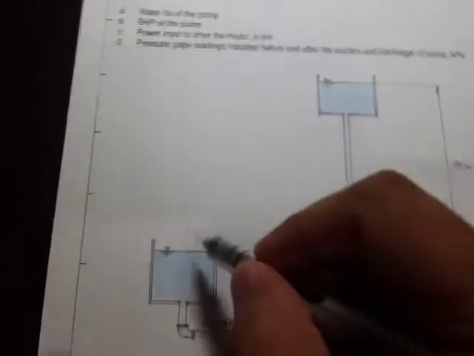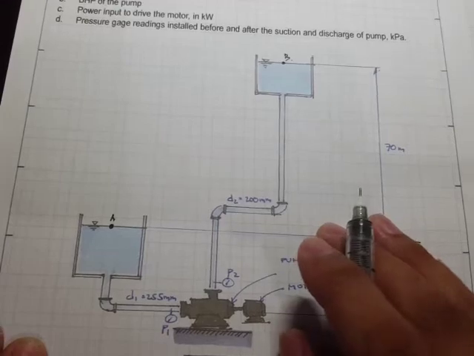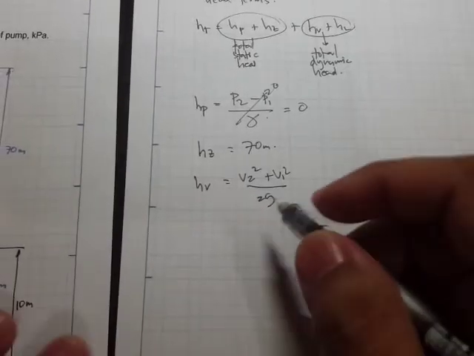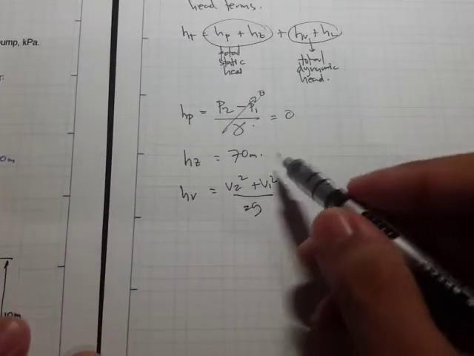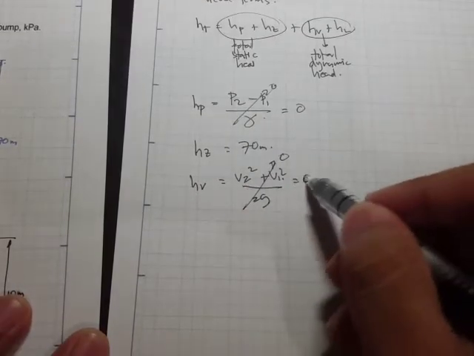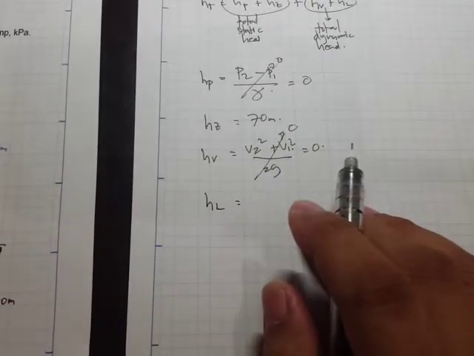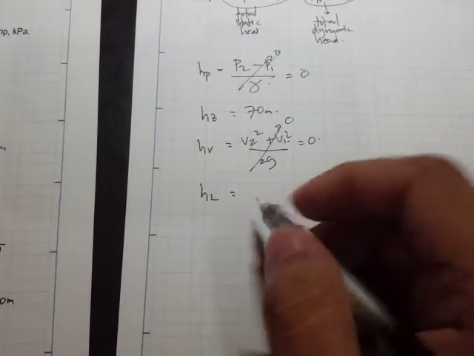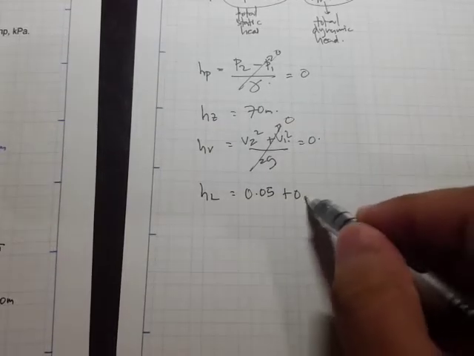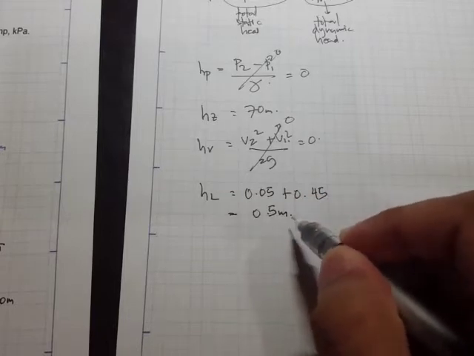For the H sub V, this is V2 squared minus V1 squared all over 2g, right? So from this point, here's our point A, and here's our point B. So that means that since it's a large reservoir, then we can just simply assume this is 0 minus 0 squared, so it's just 0. And for the head loss, we have head loss from the suction side, which is equal to 0.05 plus the head loss at the discharge side 0.45. So this is 0.5 meters.